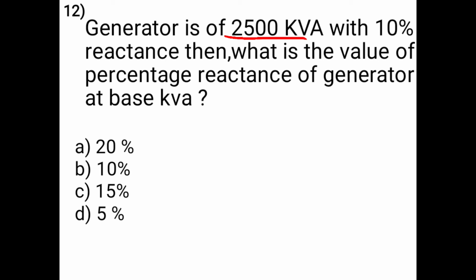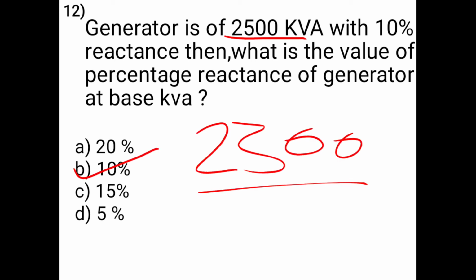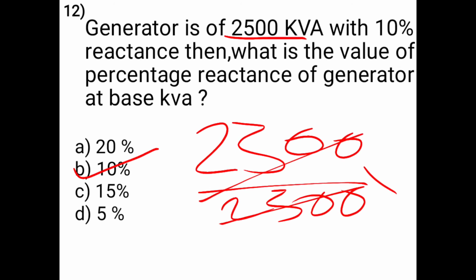So 2500 upon 2500 cancels, and our answer is 10%, meaning the percentage reactance of generator at base kVA is equal to 10%. Option B is correct: 2500 divided by 2500 cancel and 10% remains. So our answer is 10%.